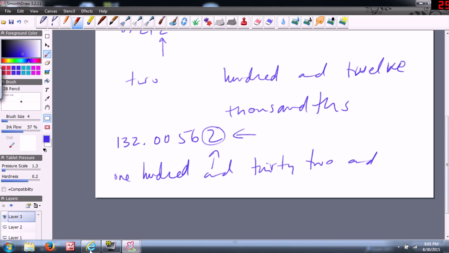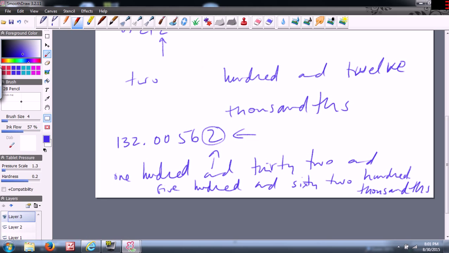So what we do is we write down the number, so it's 562 hundred thousandths. Okay, so that would be 562. So 132 and 562 hundred thousandths with a TH.